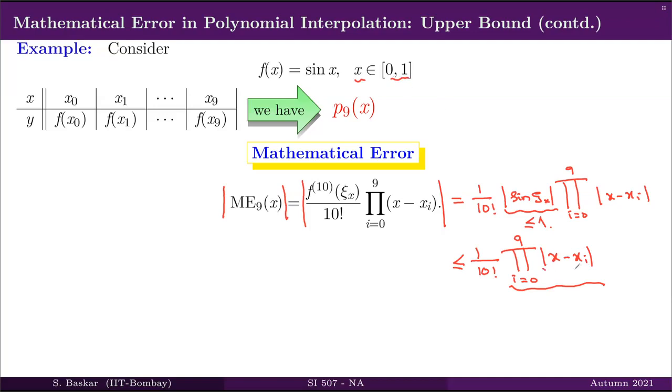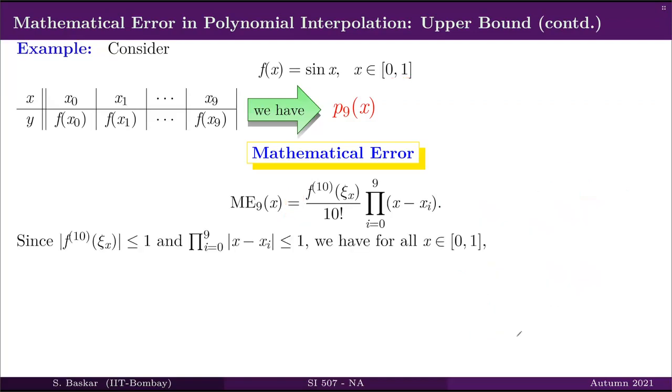Therefore, whatever x and xi may be, their maximum distance will be less than or equal to 1, right? So you can use that fact to dominate this entire term by simply 1 again. Therefore, you can say that this is further less than or equal to 1 by 10 factorial. So that gives an estimate for our mathematical error, and that may be taken to be less than 2.8 into 10 to the power of minus 7, right?